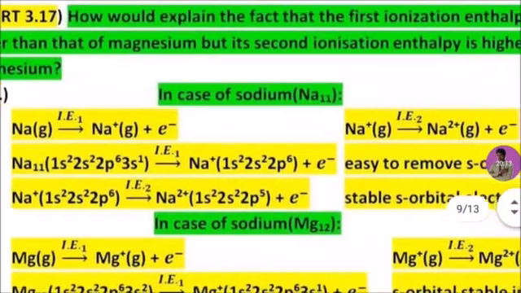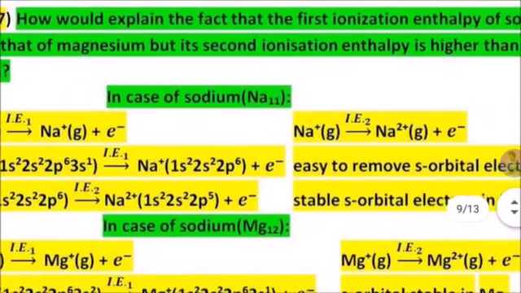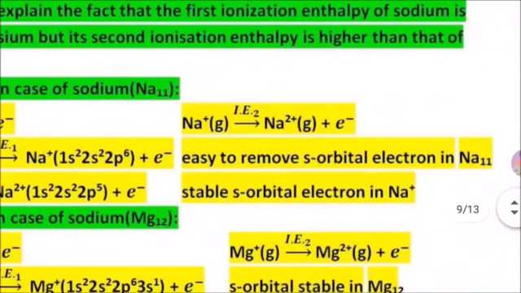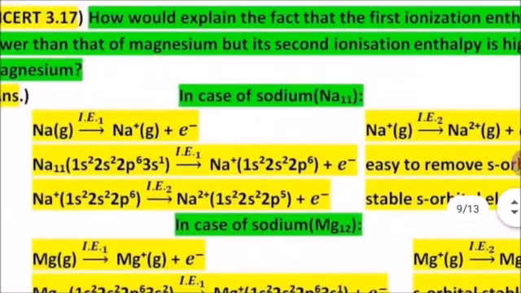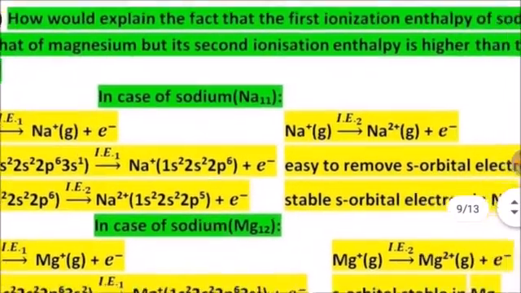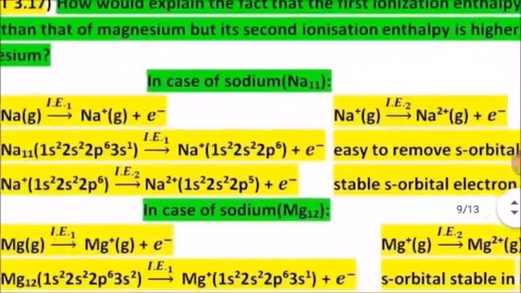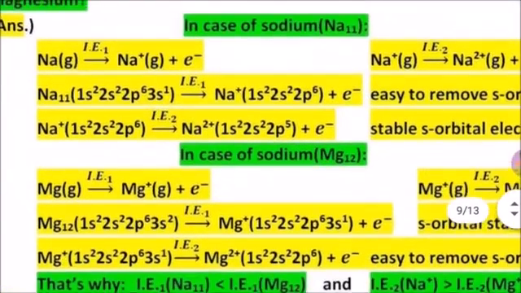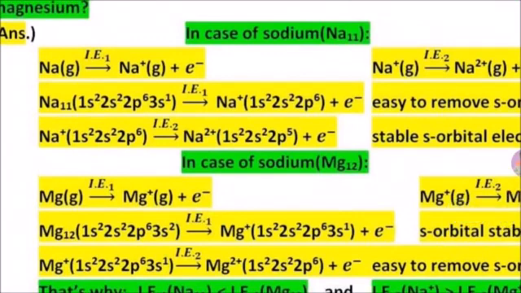Student, the next question is 3.17. In this question, how would you explain the fact that the first ionization enthalpy of sodium is lower than that of magnesium, but its second ionization enthalpy is higher than that of magnesium? So first we divide the question into two segments.